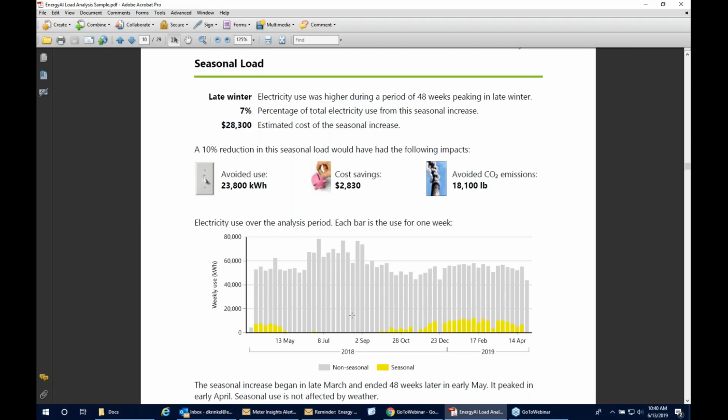But again, it doesn't correlate well with weather. In this case, it could be production. I don't know what type of facility this was. I think it was a plastics manufacturing, but I'm not sure. Could be they had a busy winter. So we're just simply identifying it, quantifying it, and saying, oh, by the way, if you can reduce this by 10%, here's again the ballpark savings you would get.